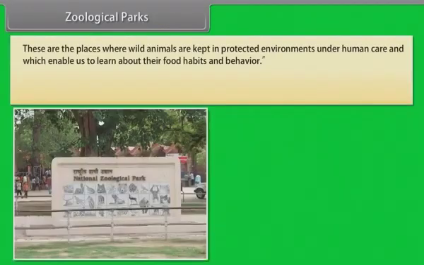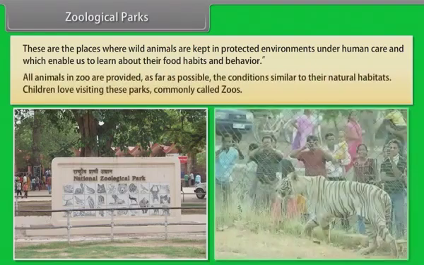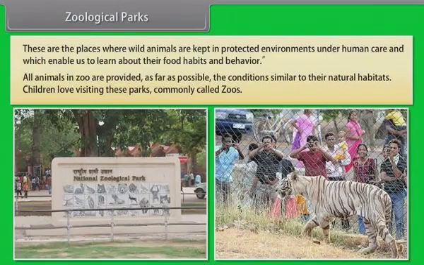Zoological Park: these are the places where wild animals are kept in protected environments under human care, and which enable us to learn about their food habits and behavior. All animals in a zoo are provided, as far as possible, conditions similar to their natural habitats. Children love visiting these parks, commonly called zoos.